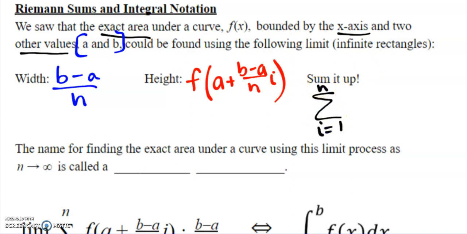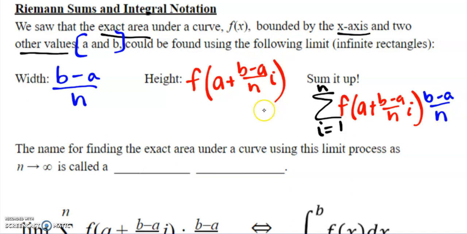i equals 1 to n. f of a plus b minus a over n i, all times our width, which was b minus a over n. And then we said in our ideal world, we wanted to have our number of rectangles get infinitely big. And once we get those infinite rectangles, we no longer are estimating, we are actually finding the area trapped under that curve. So the name for finding the exact area under the curve using this process as n goes to infinity is called a definite integral.